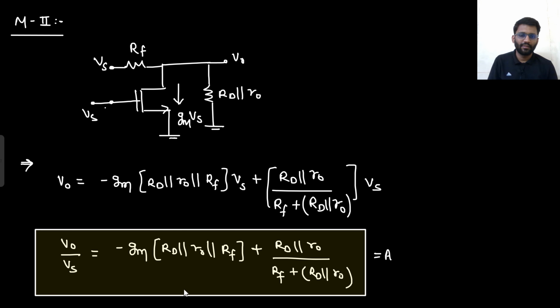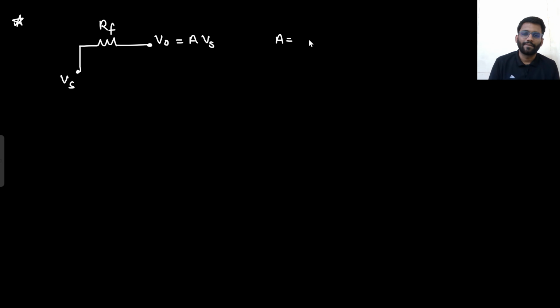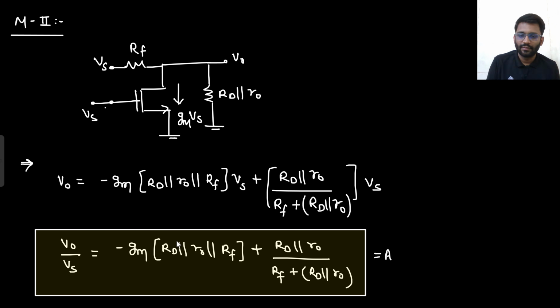If this was my Vs, and from Vs the Rf was connected, and this was my V0, so your V0 was A Vs, where your A was this expression. Are you getting this point? So your A was, I have to write it down again, so I will write it down.